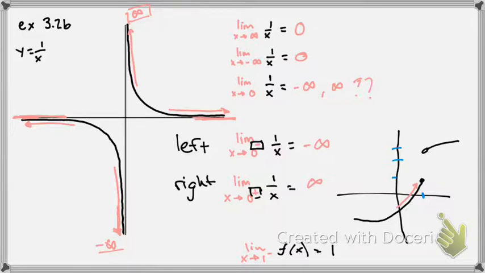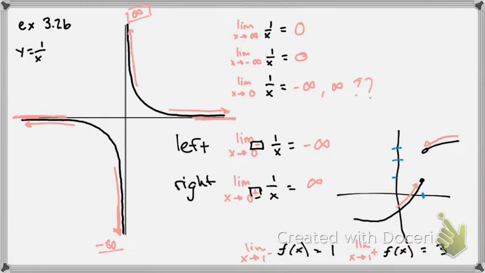And as we come from the right, we're going down, down, down over here, and it looks like it's at y equals 3. So we write the limit as x approaches 1 from the right of f of x equals 3. Okay.